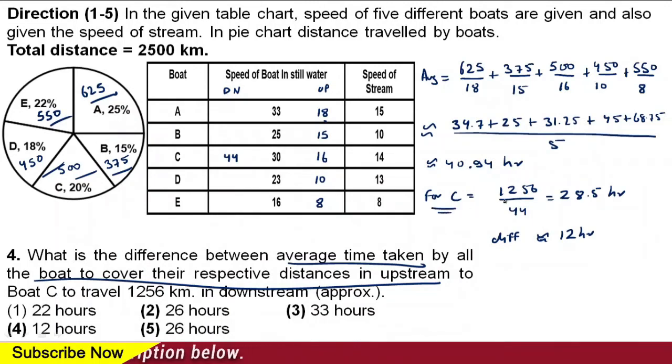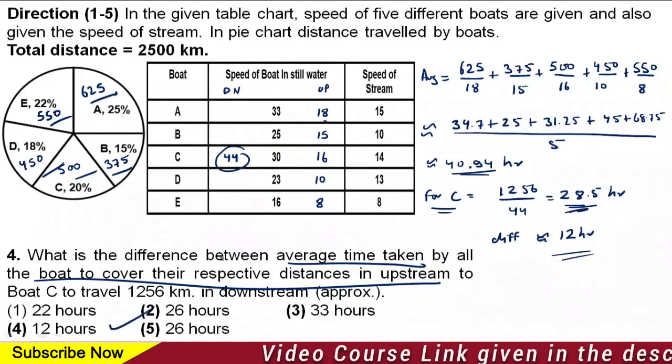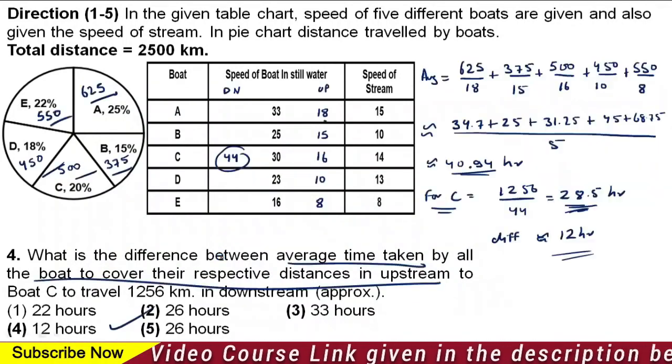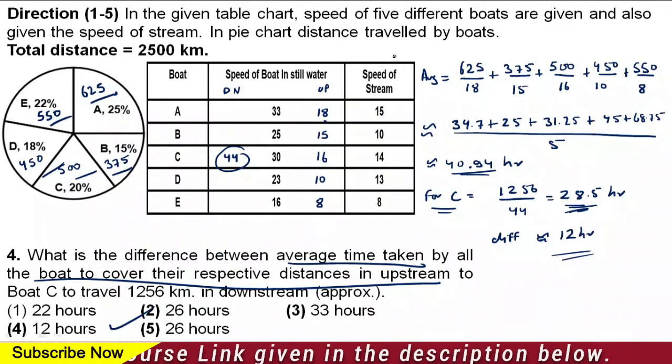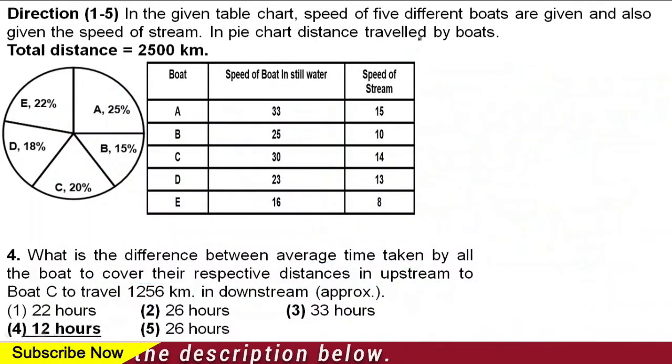And for boat C, it is 1256 kilometers divided by 44, which is the downstream speed. The time that we get is 28.5 hours. The difference between 40 and 28 is around 12 hours, and therefore 12 hours is the correct answer over here. Now, please pardon me, I haven't done the calculation to save your time, but I would genuinely suggest you skip such a question in the examination.